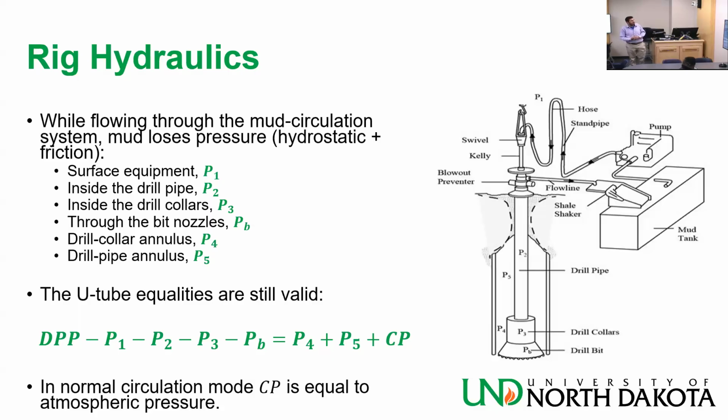Now, in every step, and these are all the steps that we have, surface equipment, inside the drill pipe, inside the drill collars, through the bit nozzles, especially through the bit nozzles, drill collar annulus, drill pipe annulus, the fluid is moving, right? So it brushes against the walls of the conduit, and it basically loses pressure to friction. Just like we said, the fluid is moving, in the surface it's moving up and down, but it's not moving by much. Let's just say the surface is the same height, the same depth.